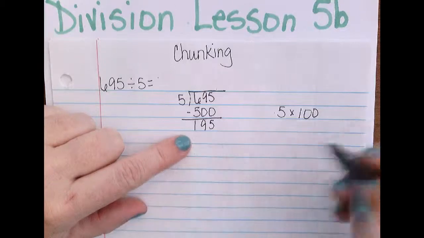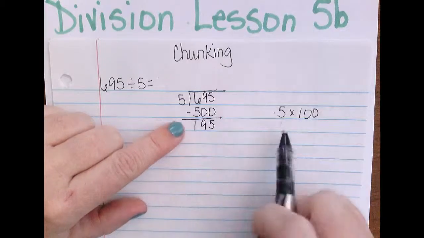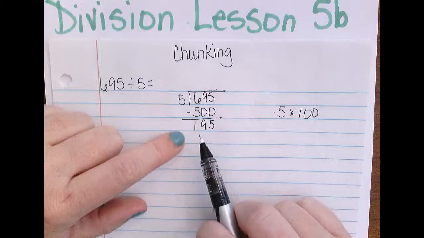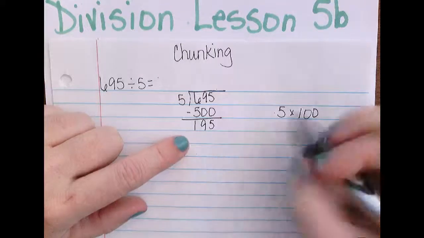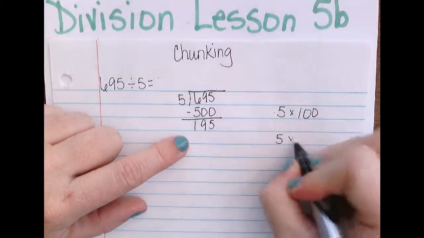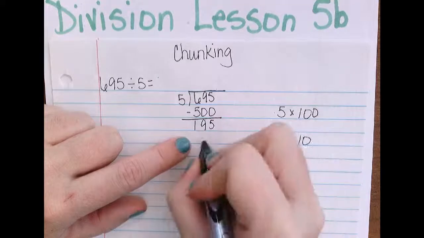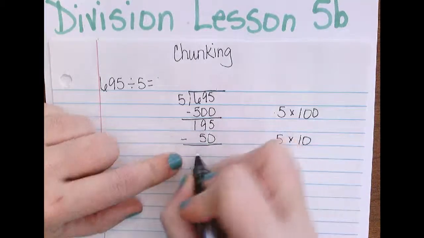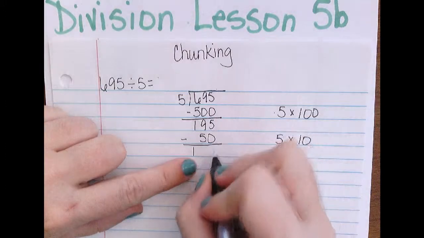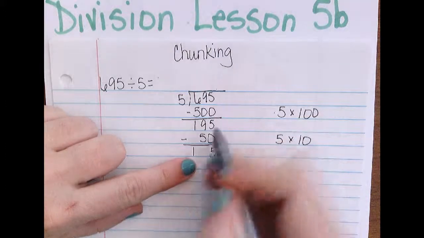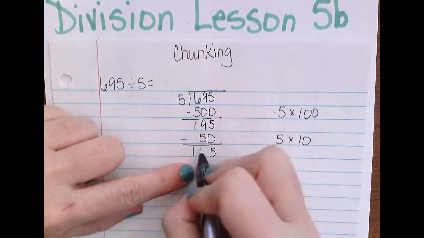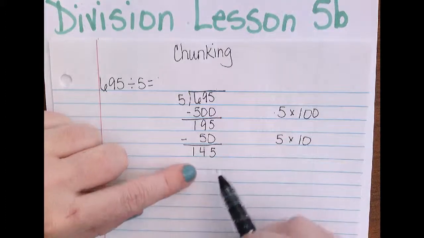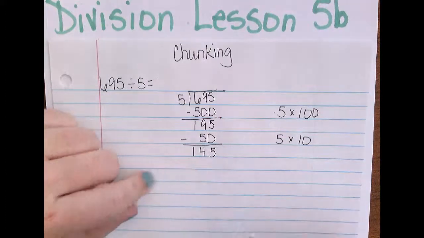Let's see. I can't do 5 times 100 again because I can't fit 500 in there. Well, what about 5 times 10? So 5 times 10, that's going to give me 50 at least. So that should knock off a little bit. All right, so 5 minus 0 is 5. 9 minus 5 is 4. Okay, well, I still have 145 left. Well, this may take me several turns.